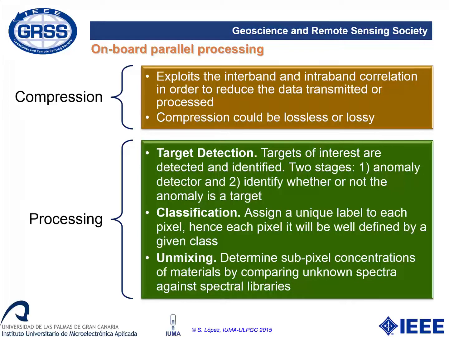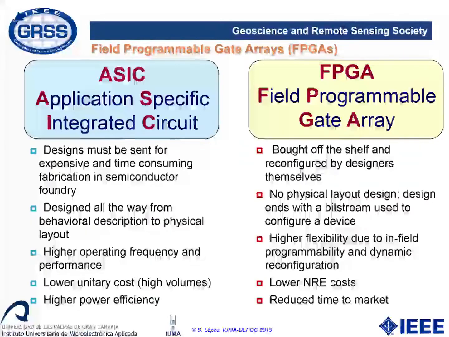So the second possibility is about processing these images, and in this case I have selected three processes that can greatly benefit from onboard parallel processing: target detection, which is typically for military applications, and also classification and unmixing, which have been covered by Professor Plaza in his tutorial. In fact, what I am going to do in this tutorial is to show you an example of how we can use FPGAs for unmixing.